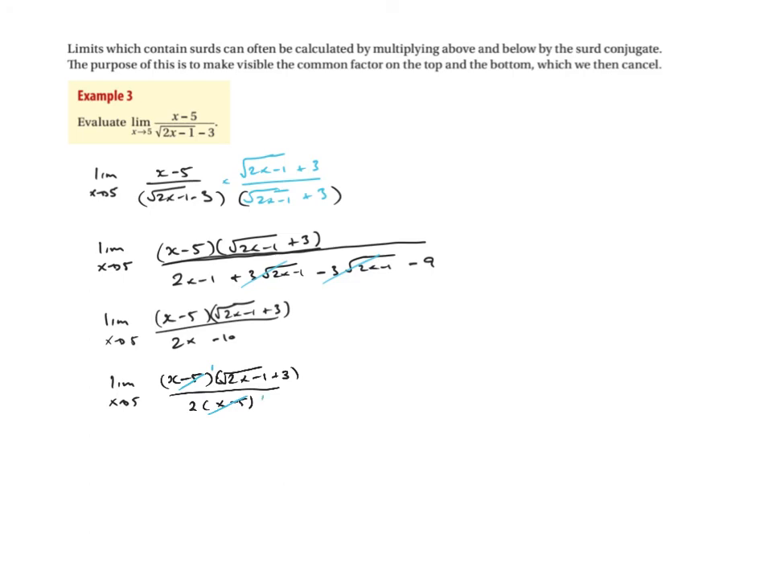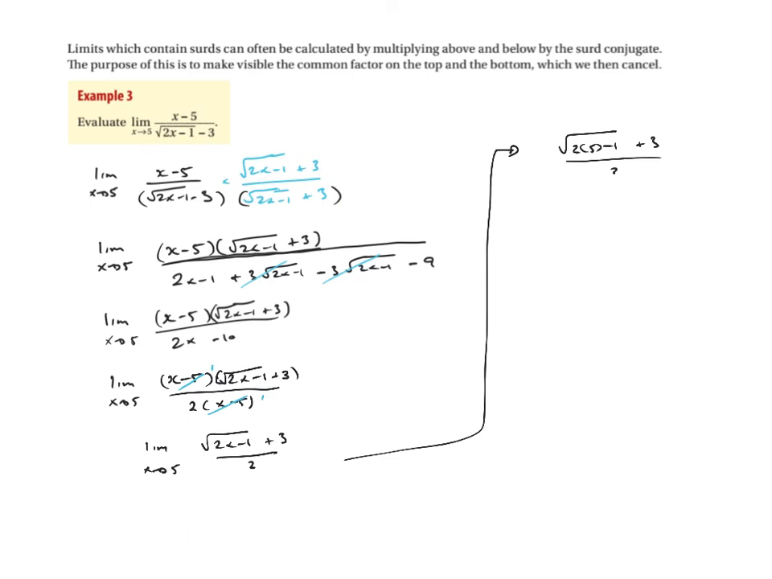And we end up with root 2x minus 1 plus 3 all over 2. Don't forget we still have the limit as x heads off to 5. Now what we can do, now that we've got rid of a common factor, is put 5 through again. Okay, and if we do that, we end up with the root of 2 by 5 minus 1 plus 3 all over 2. 2 by 5 is 10, 10 minus 1 is 9, root 9 is 3, so 3 plus 3, which is 6 over 2, and therefore the limit is equal to 3.